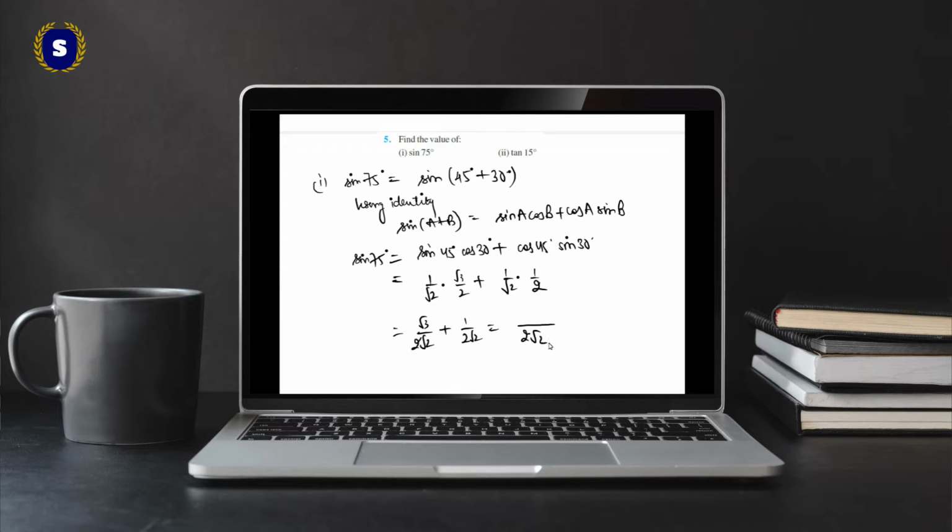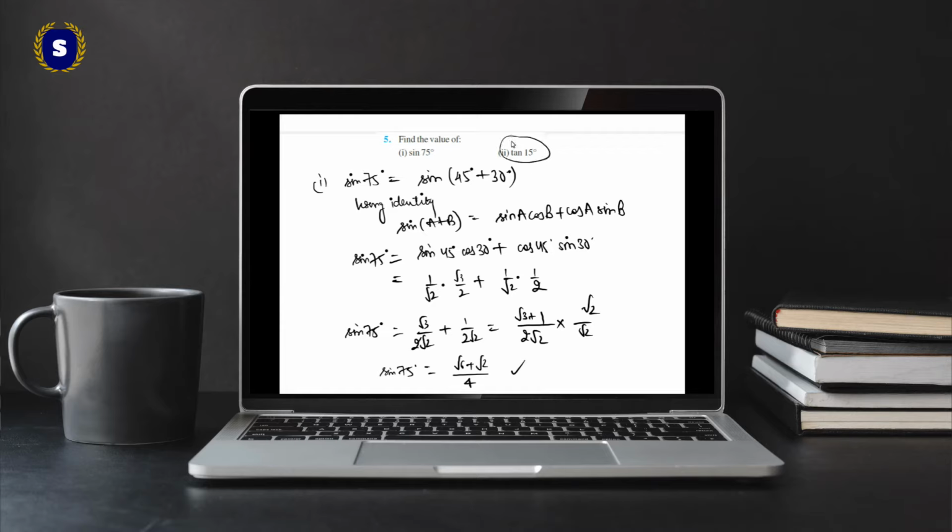Taking LCM, it will become 2 root 2 in the denominator, and the numerator is root 3 plus 1. Okay, this is the value of sine 75. Now you can rationalize it by multiplying root 2 on numerator and denominator. It will become root 6 plus root 2 upon 4. This is the value of sine 75.